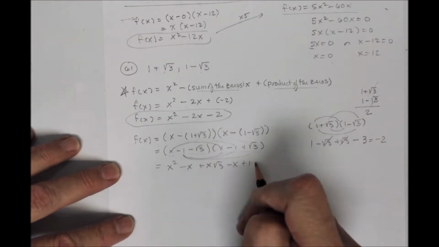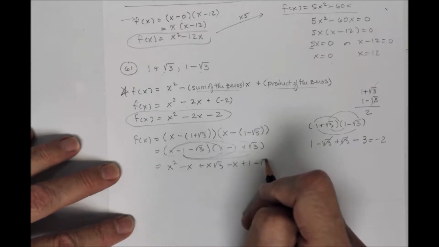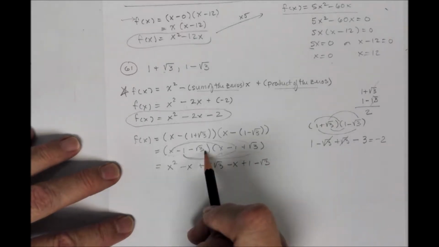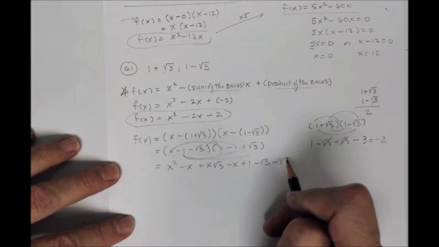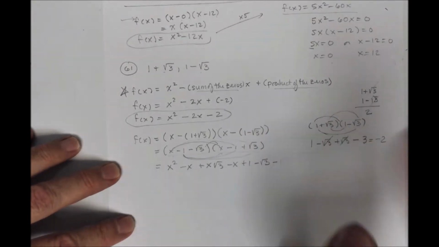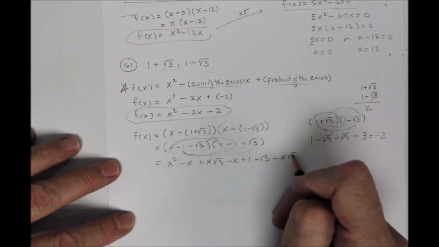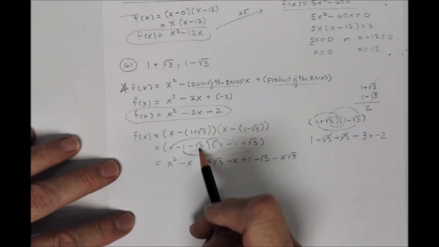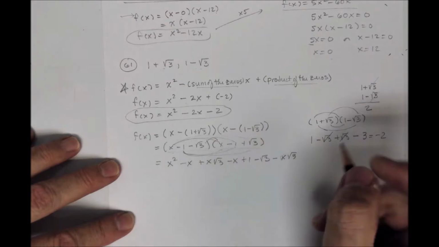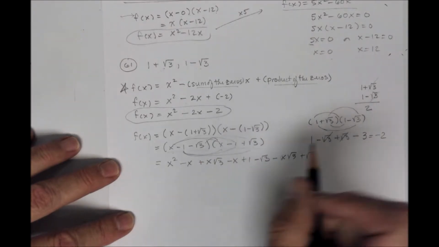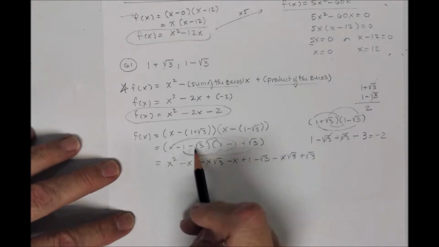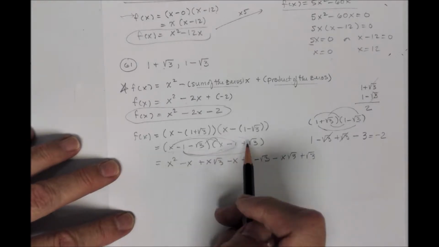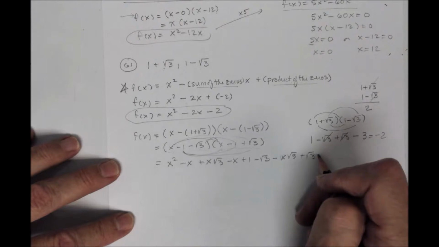is, where am I at? Minus the square root of 3. And then I got to multiply by the minus square root of 3. So minus square root of 3 times x is minus, let me put the x first, minus x times the square root of 3. Okay, minus square root of 3 times a minus 1 is plus the square root of 3. And minus square root of 3 times a plus square root of 3. So that's a negative times a positive. Square root of 3 times square root of 3 is 3. So that's going to be minus 3.